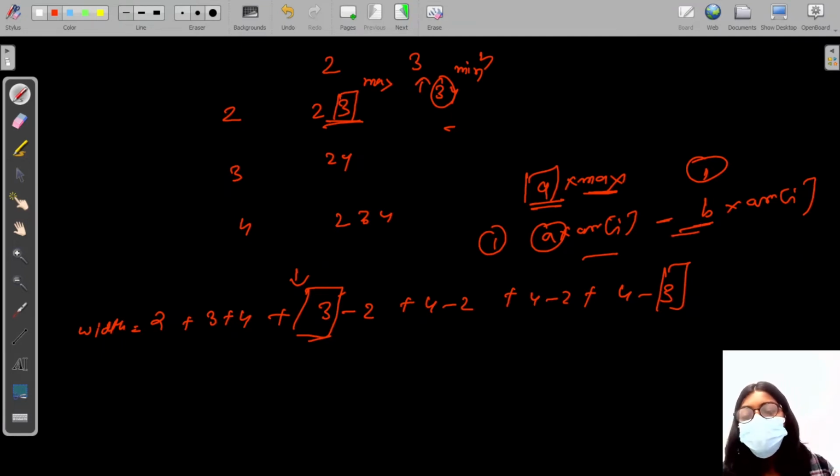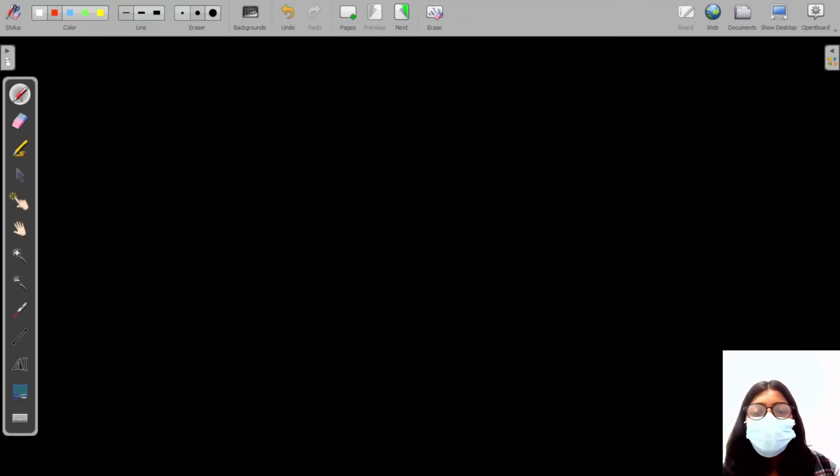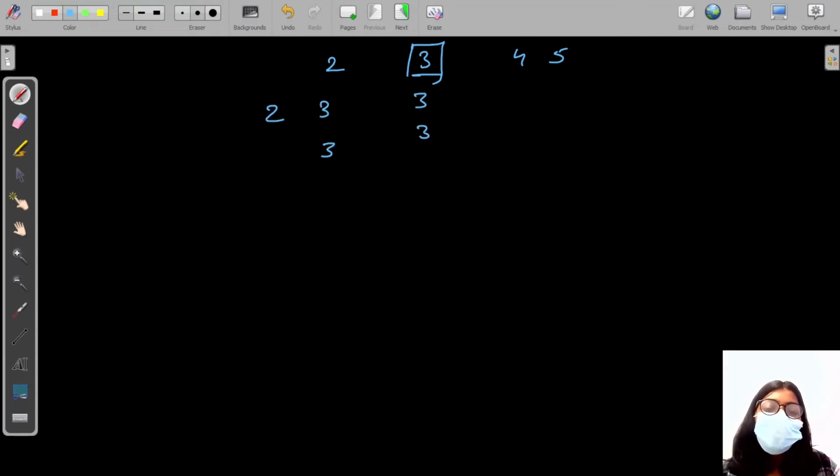Alright, now let's take another example. Let's say I have 2, 3, 4, 5. If my array is somewhat like this, let's say 2, 3, 4, 5. Now, let's discuss the subsequences which include 3 as minimum or maximum. So, 2, 3 and single 3. 3, 3, 4, 3, 4, 3, 5, 3, 4, 5. Okay, so here we are not concerned about these two cases, because we don't know if it's behaving as min or max.